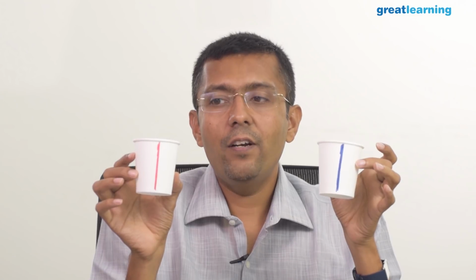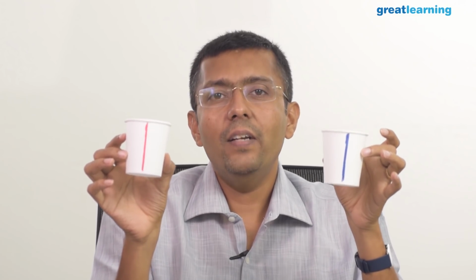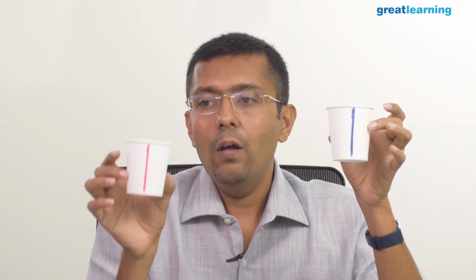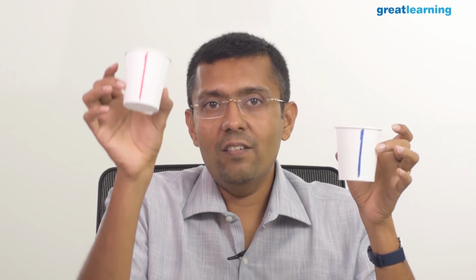I have a red cup, I have a blue cup. Tableau's chart engine primarily talks about these two: dimensions and measures. All the data in this world can be broadly classified into a dimension, which is a blue cup, or a measure, in this case, a red cup.